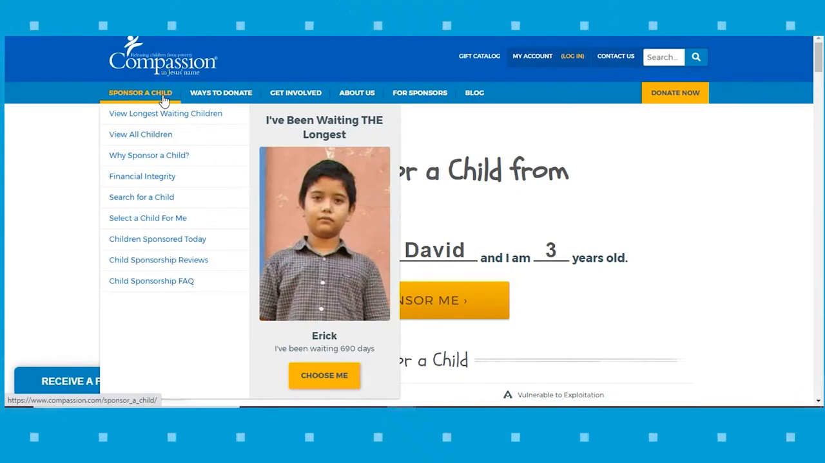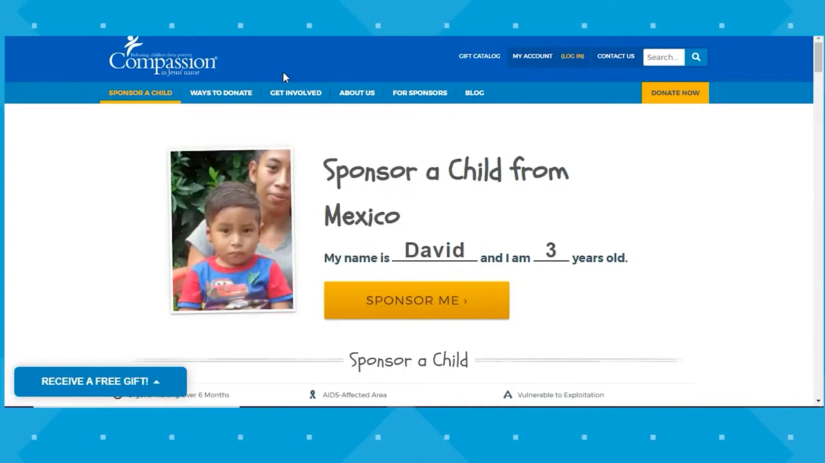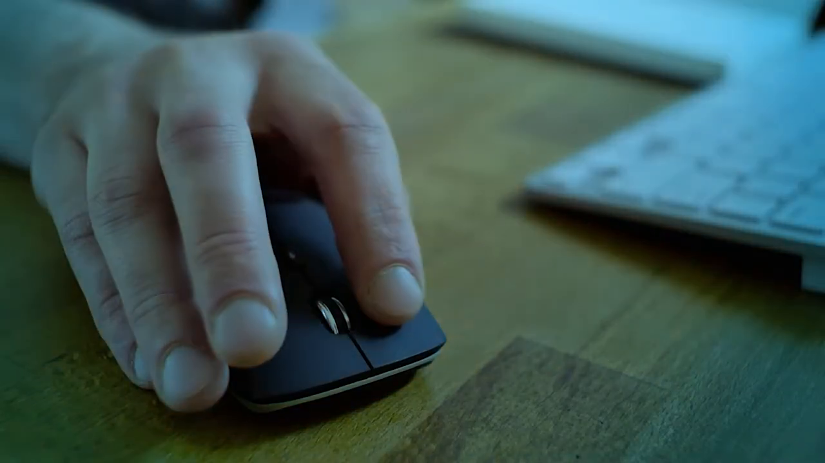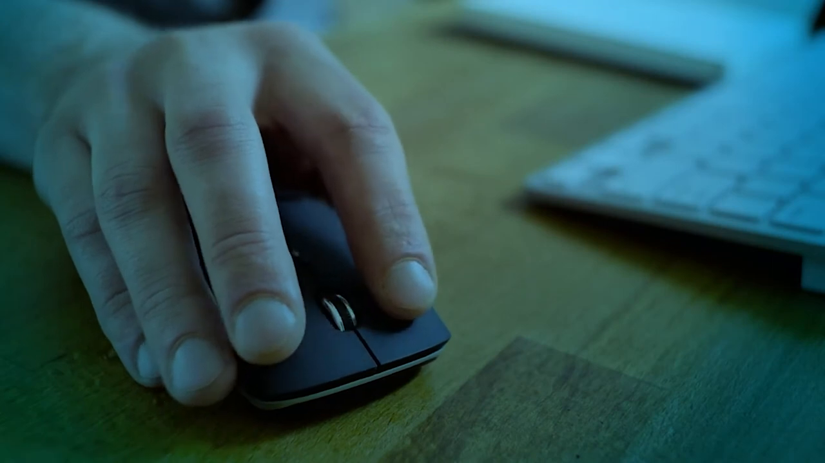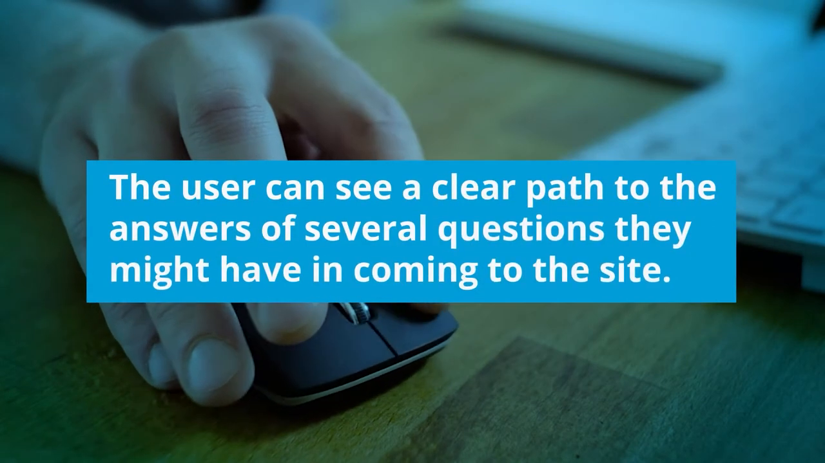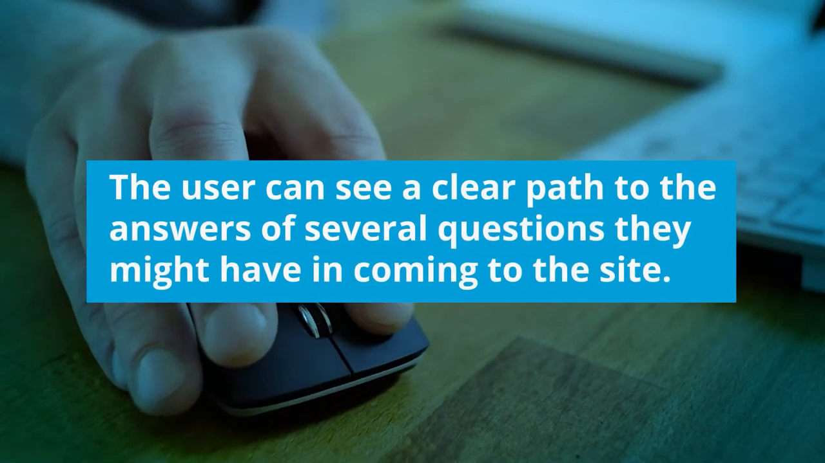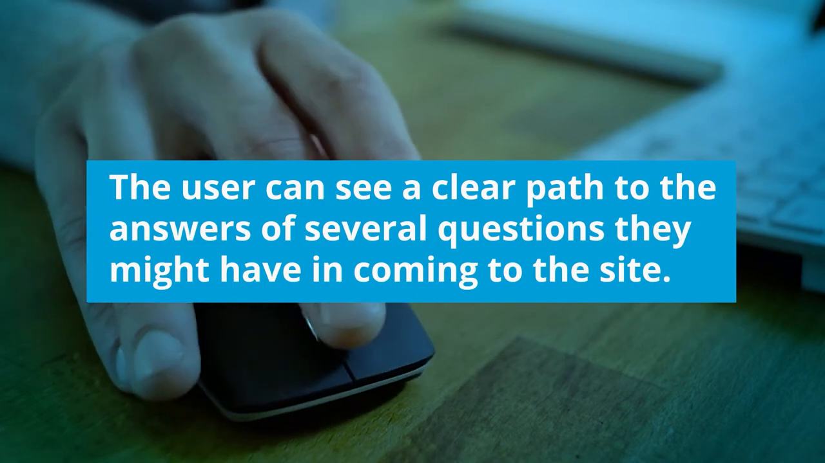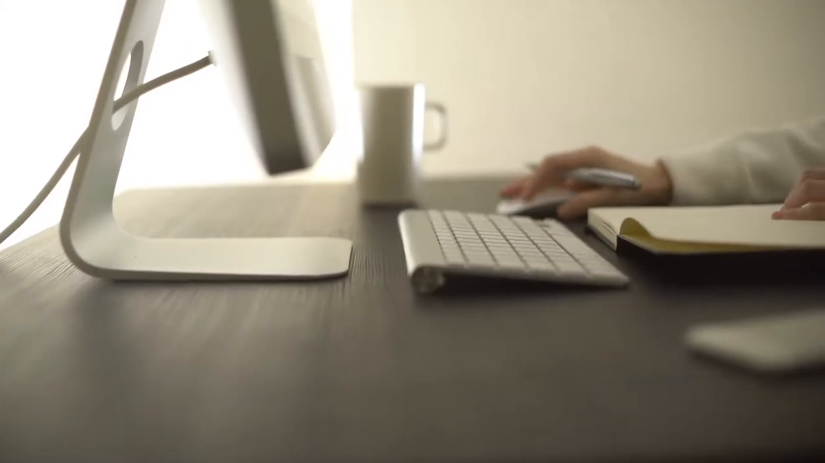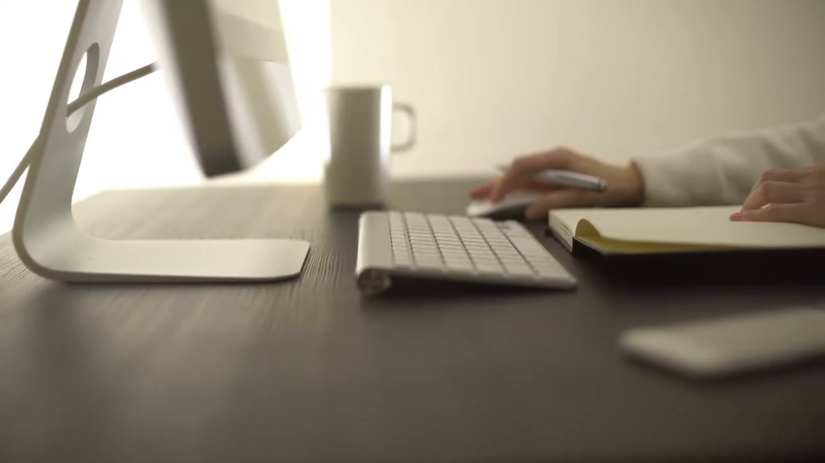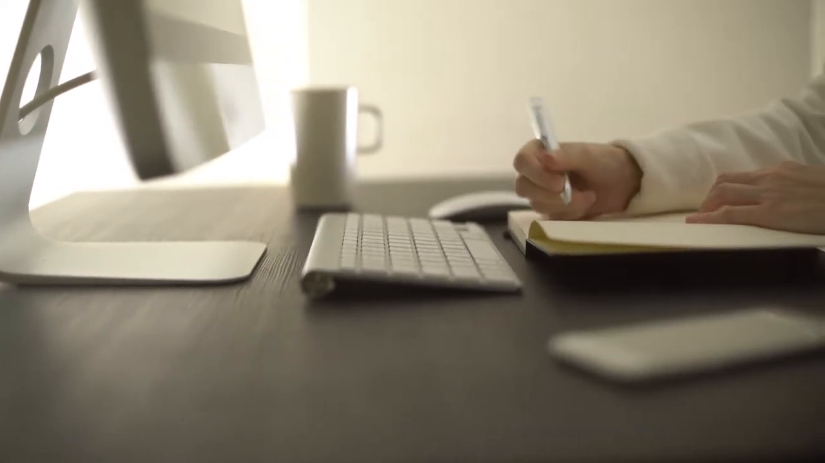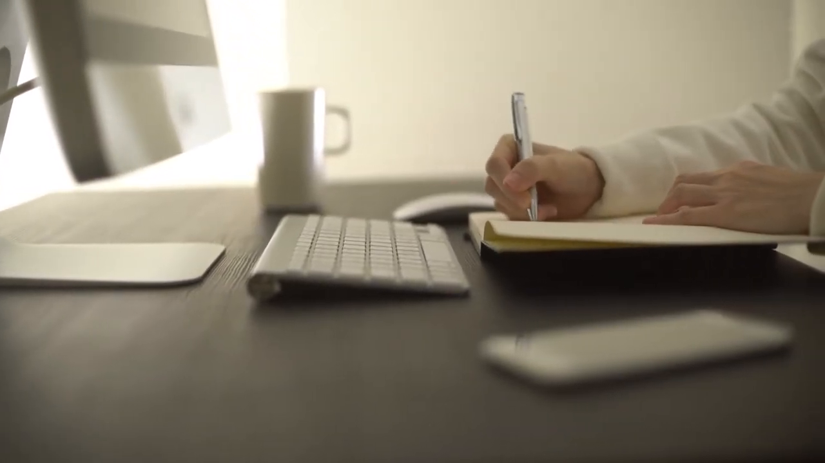When I hover my mouse over all these tabs, we get even more menu options. So without even having to scroll or click anywhere yet, the user can see a clear path to the answers of several questions they might have in coming to the site. This is a good example of preemptively understanding the questions your target audience may have and answering them with a well-thought-out website.